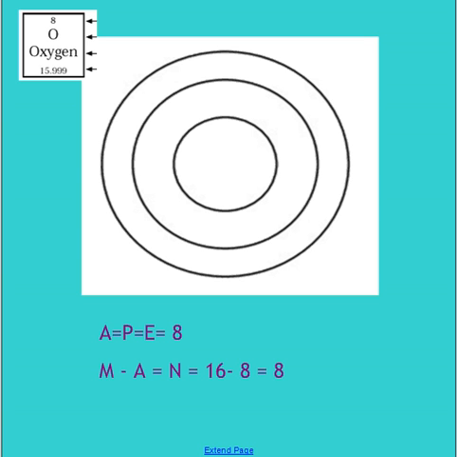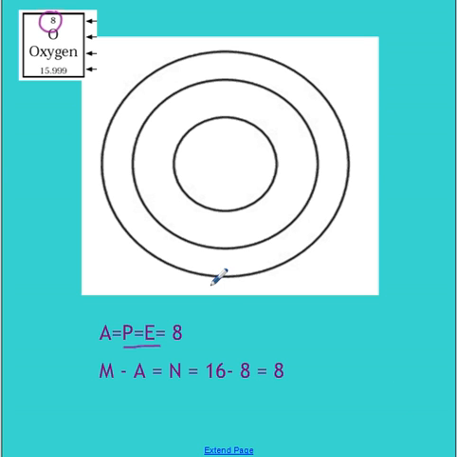Okay, so if you looked at the periodic table square for oxygen, you have your atomic number at the top, you have your atomic mass at the bottom. You're going to use that and plug it in to APE-MAN to find your protons, neutrons, and electrons. So I've done it down below, and hopefully you have it too. A equals P equals E. So the protons and electrons are all equal to this number right here. So oxygen has 8 protons and 8 electrons.